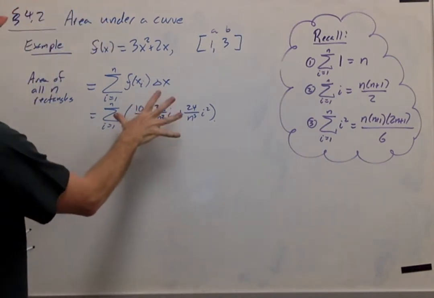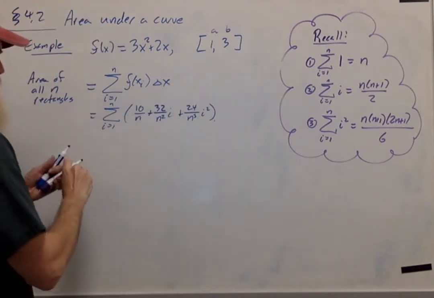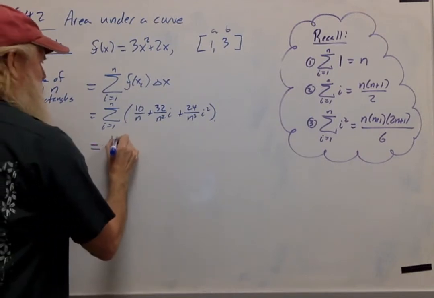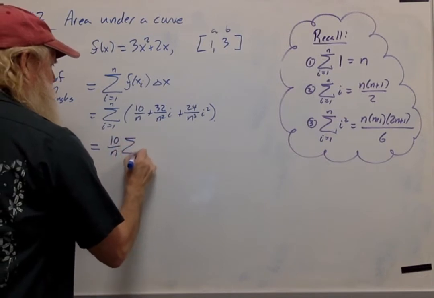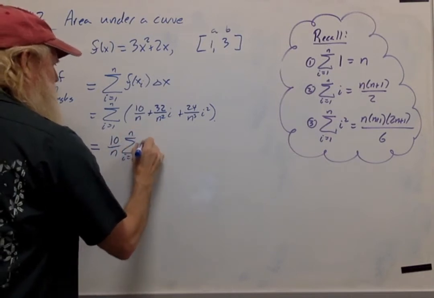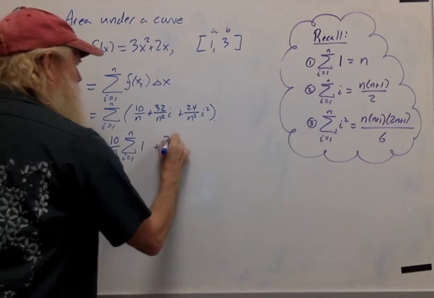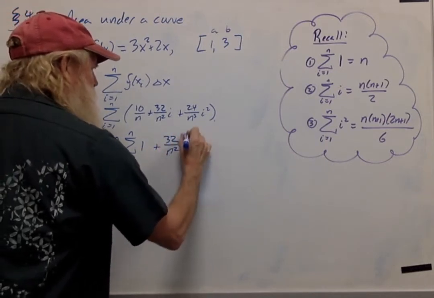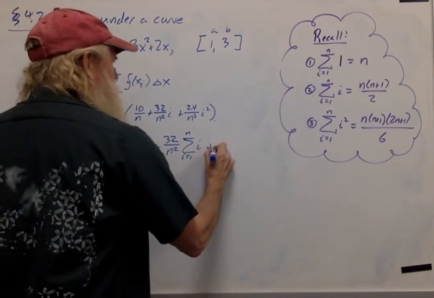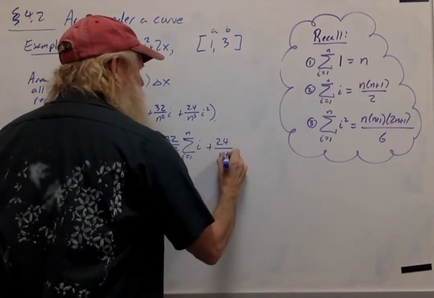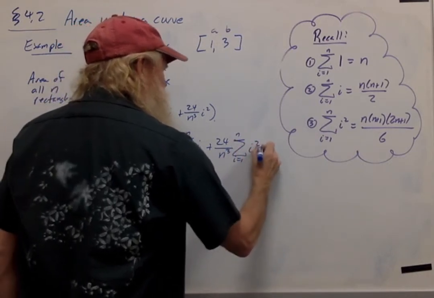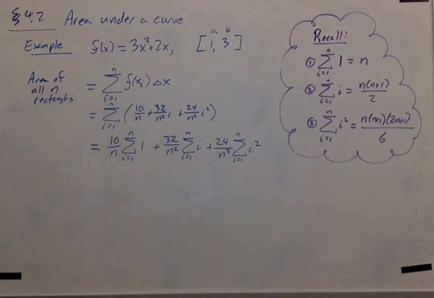So now's the step when I split this up and substitute in my summation formulas. So when I split this up, I'll have 10 over n times the sum i equals 1 to n of 1, plus 32 over n squared times the sum i equals 1 to n of i, plus 24 over n cubed times the sum i equals 1 to n of i squared. Here I skipped a step that I put in the previous videos.